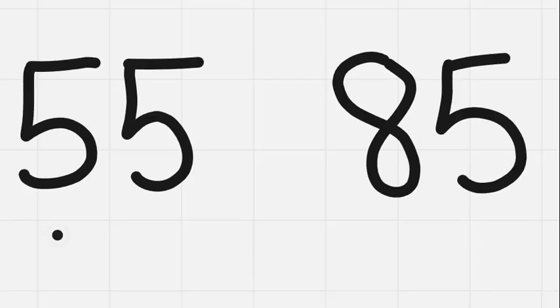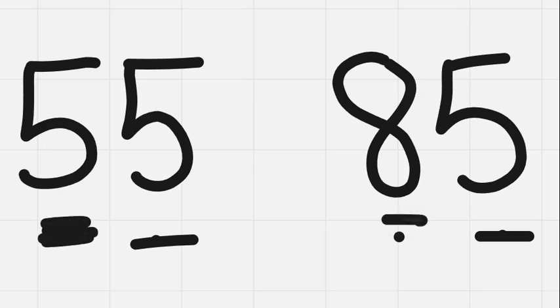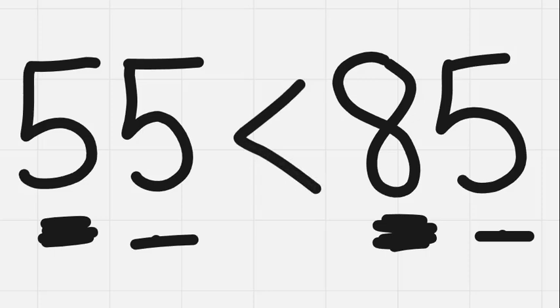Next, we have 55 and 85. If you notice, both numbers have a 5 in the ones place, but we don't care about the ones place. We're going to look at the tens. The first digit, there's 5 and there's 8. 8 is bigger than 5, so we'll say 55 is less than 85. Remember, it points to 55 because it is the smaller number.